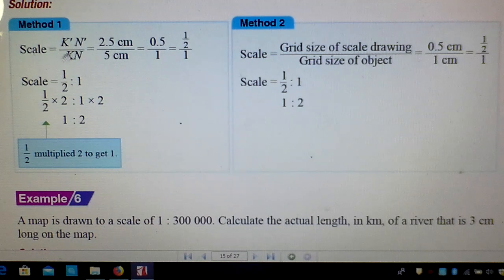Okay, now we want to calculate. Method 1, you can use K prime N prime divided by KN. So 2.5 divided by 5, so you get 0.5 to 1 or half to 1. Scale half to 1, you convert to 1 to n. So meaning half divided by half, or half times 2. We want to change this one to 1. If this side you times 2, meaning the other side also must times 2. Then we get 1 to 2. Okay? Or use grid size also can, 0.5 to 1. So you have the same answer, 1 to 2. Okay?